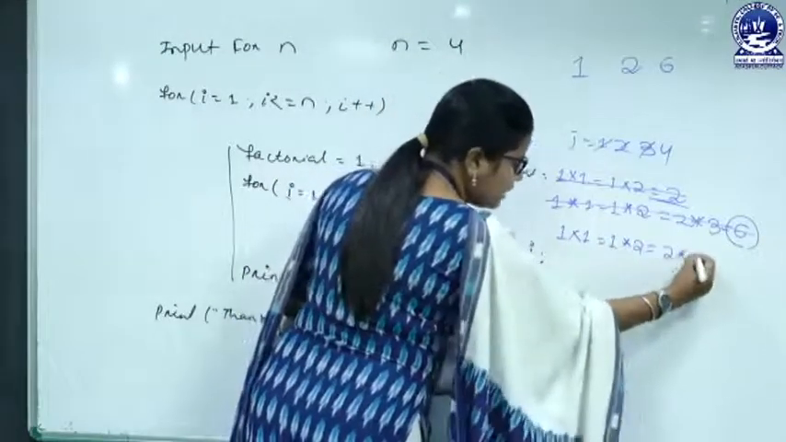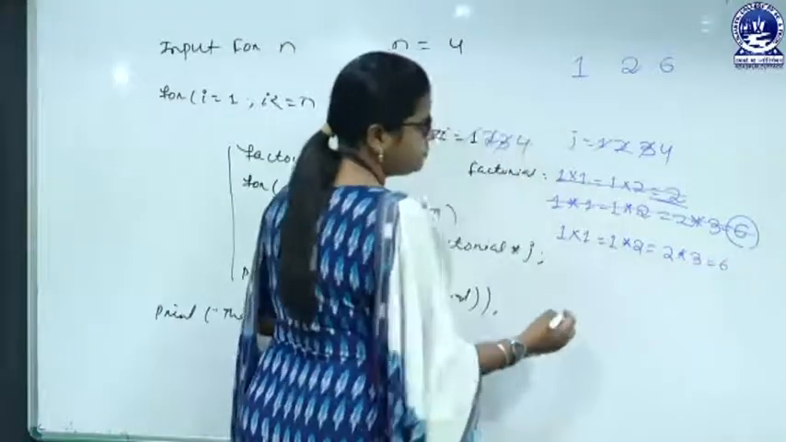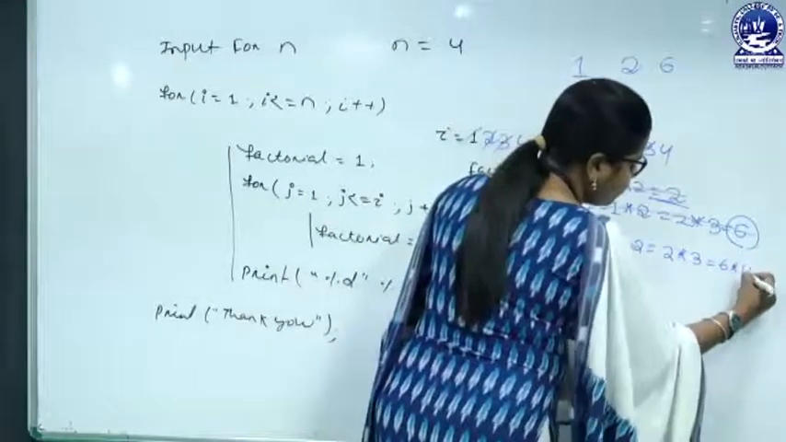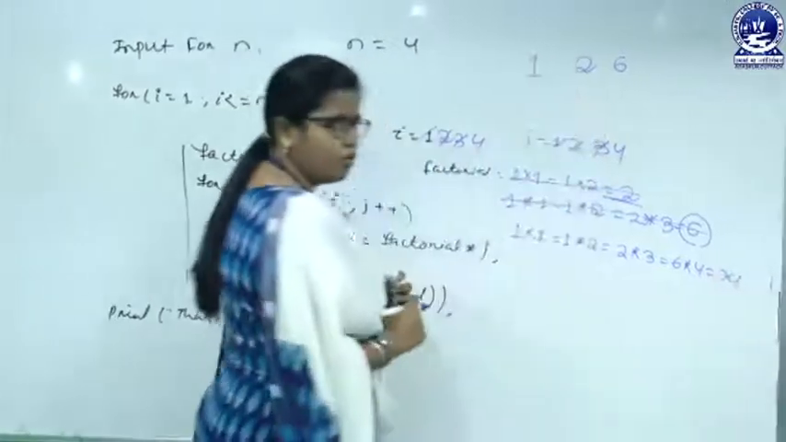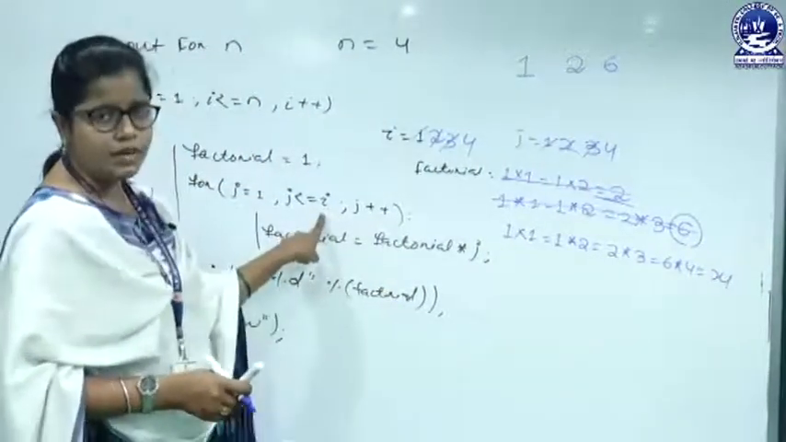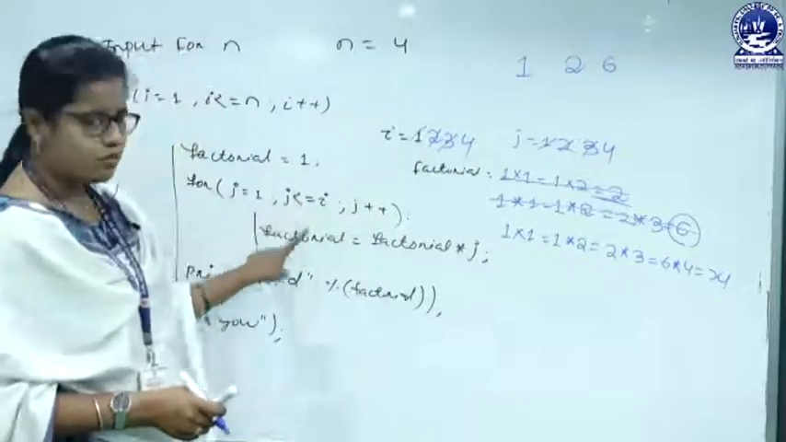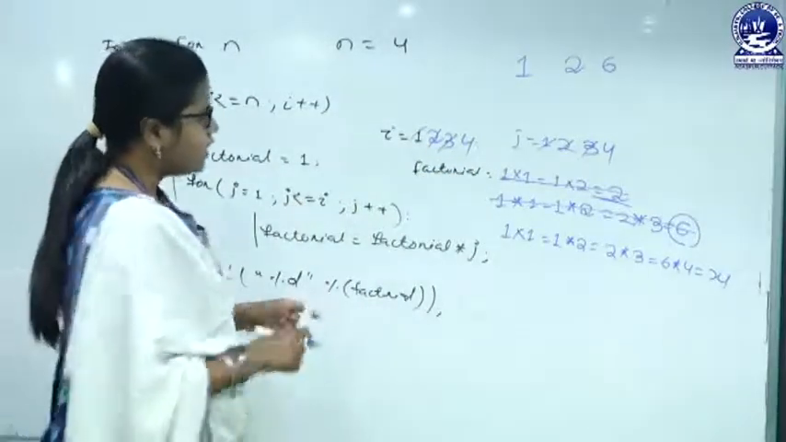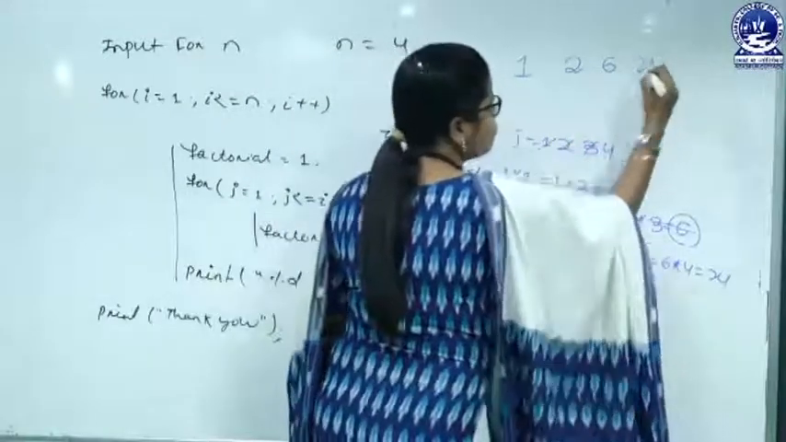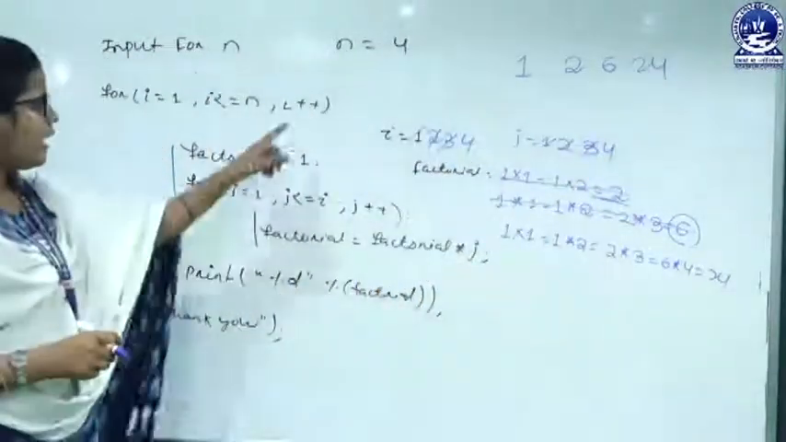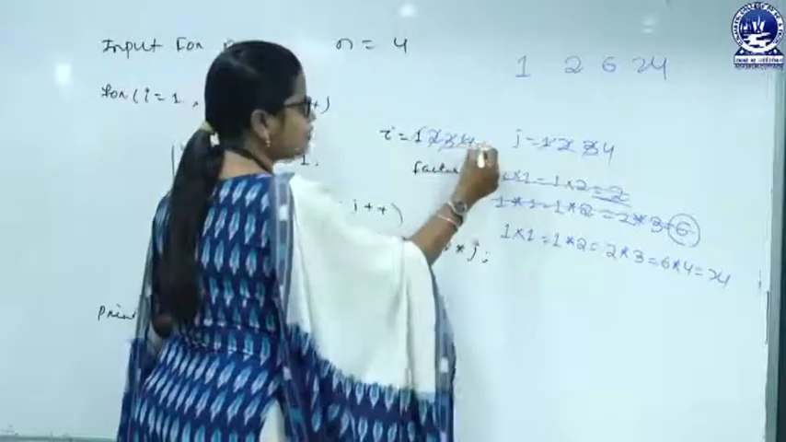When j will be 3, 2 into 3, that is 6. When j will be 4, 6 into 4, that is 24. And when j will be 5 and i is what? 4. So this condition will be false. We will go here. Then the factorial value will get printed, that is 24. Then the i value will be incremented, that is 5.